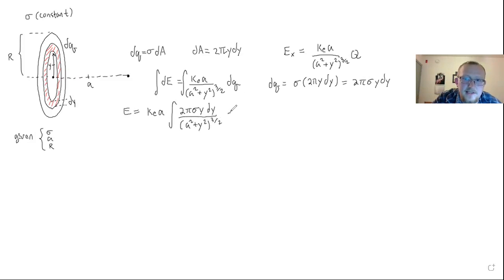Okay, so we have more constants we can pull out now. We can pull out 2, pi, and sigma, because sigma is a constant in this problem. Otherwise, we'd be in real trouble. So what we end up with is 2 pi sigma times k_e times a on the outside of the integral. And on the inside I'm left with y over (a squared plus y squared) to the 3/2, integrated with respect to y. Now we have it set up.